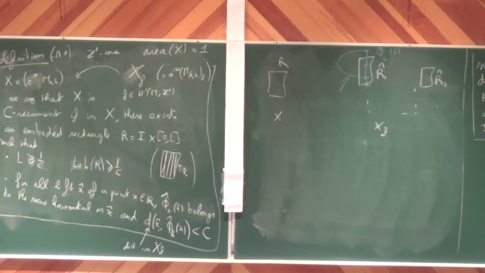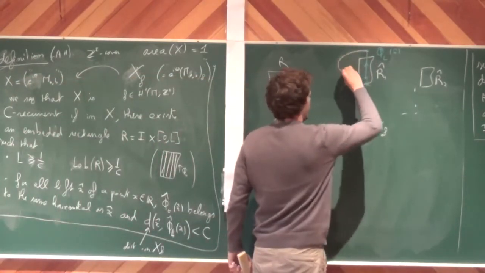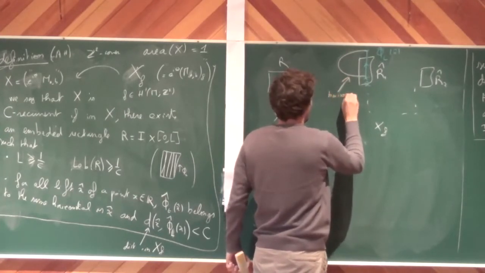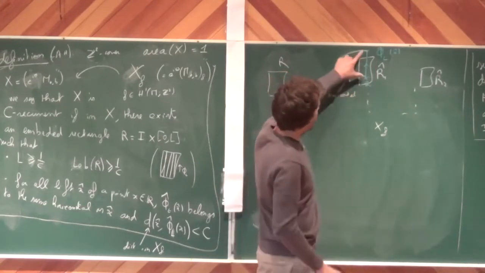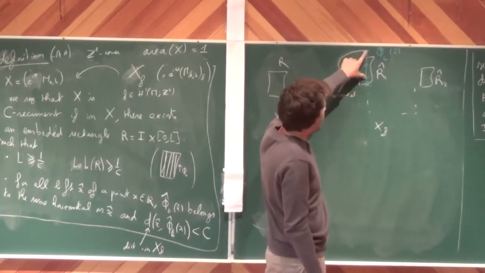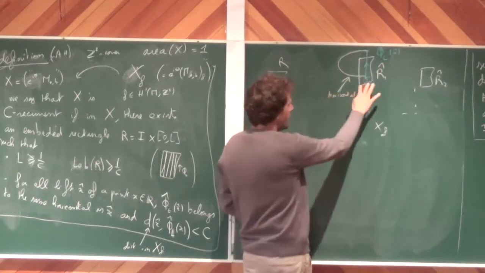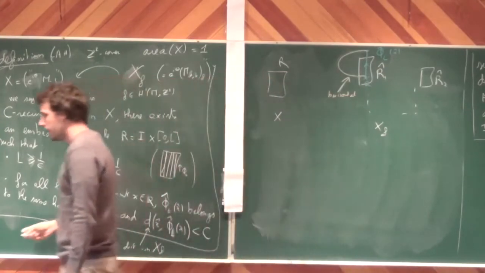I should use another color for the horizontal. Do you see the blue? So this is a horizontal. And we want a bounded distance between this and this. This means exactly that after time L, we come close to our initial points. But this simultaneously in the whole rectangle. So this explains the definition.